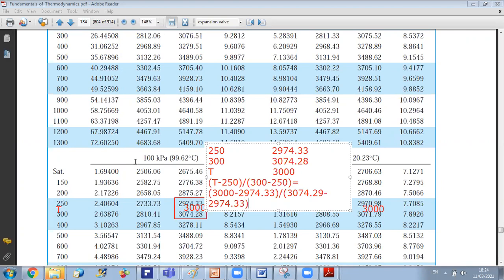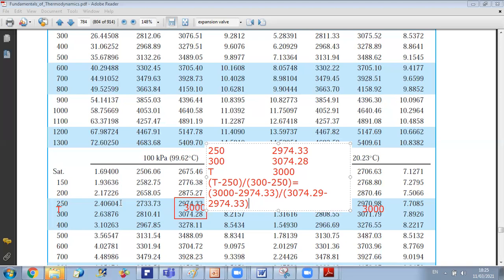Now, sometimes if it's very close, you can do it in a fast way. For example, here it's nearly 2980, it's very close. It's nearly 20 from 3000, and here it's nearly 80. So you can say that it will be closer to 2974.33. But if you want to get the accurate result, you should do the linear calculation, this linear interpolation.